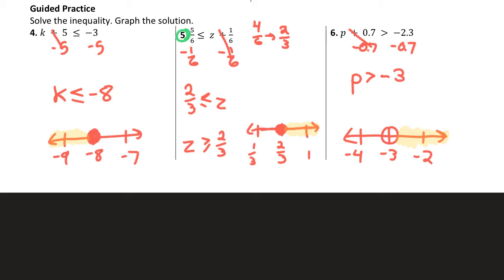In number 5, I subtracted 1/6 from both sides. 5/6 minus 1/6 is 4/6, which simplifies to 2/3 because I can divide 4 and 6 both by 2 to get 2/3. So I got 2/3 is less than or equal to z. I flip that around to write z is greater than or equal to 2/3. That is the important part. If the inequality doesn't have the variable on the left, force it so that the variable is on the left by flipping everything around. If you flip the inequality around, you have to flip the symbol around. So that's why I have greater than or equal to. I have to flip that symbol around.